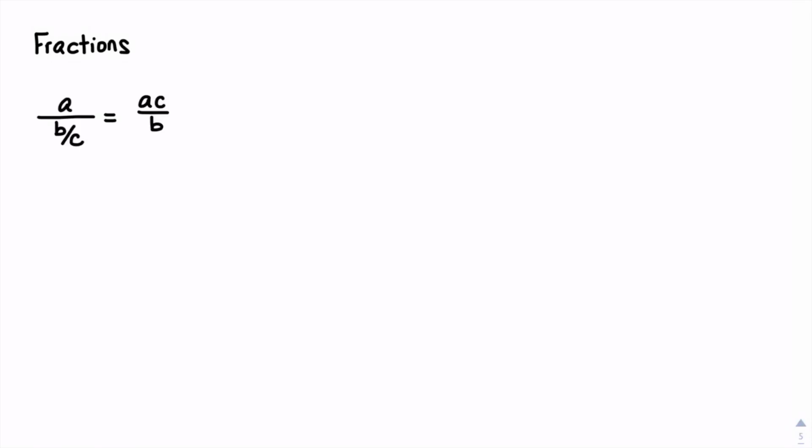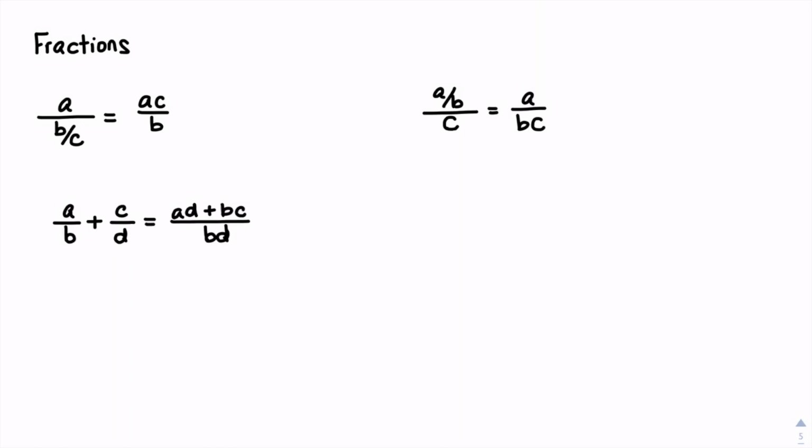So here I have, on the left-hand side, a divided by the fraction b over c, and it should be clear to you that that is equal to ac over b. Similarly, if I have the fraction a over b, divided by c, that simplifies to a over bc. If I have two fractions and I want to add them together, I have to take a common denominator, bd, and then change the numerator to become ad plus bc. And if I subtract two fractions, it's almost the same, except that there's a negative sign instead.